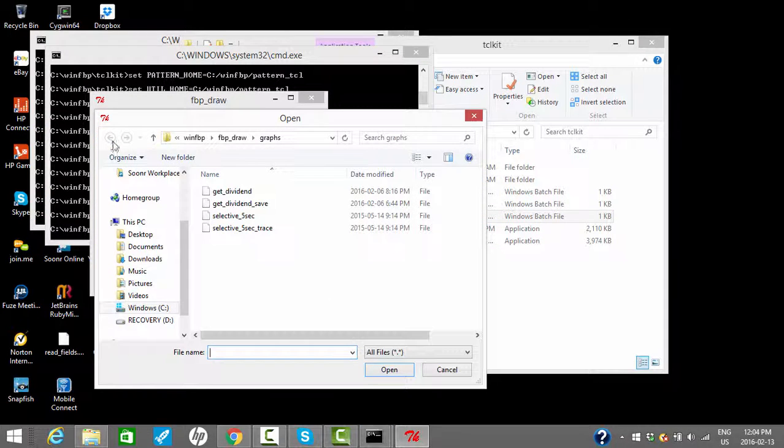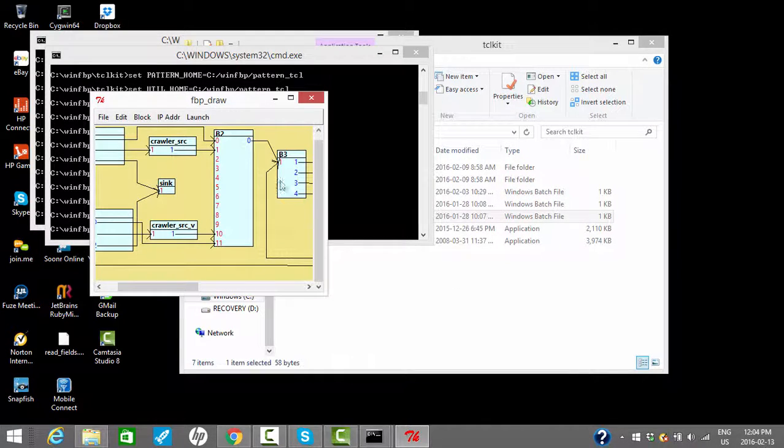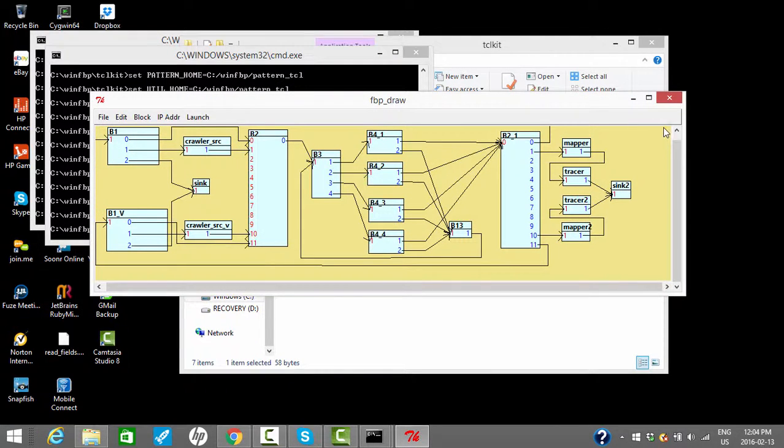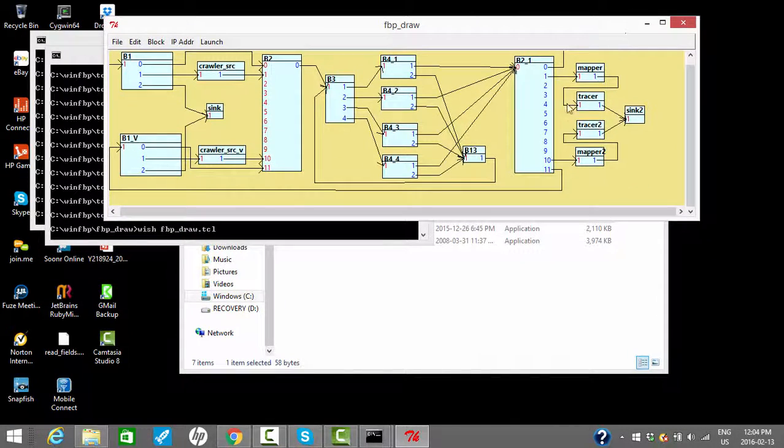Okay, this time when we open, we're not going to open the get dividend save. We're going to open the get dividend. Open. The layout of the graph is almost similar to get dividend save. Again, the data source blocks are on the left, parser is in the middle, and data sync blocks are on the right.